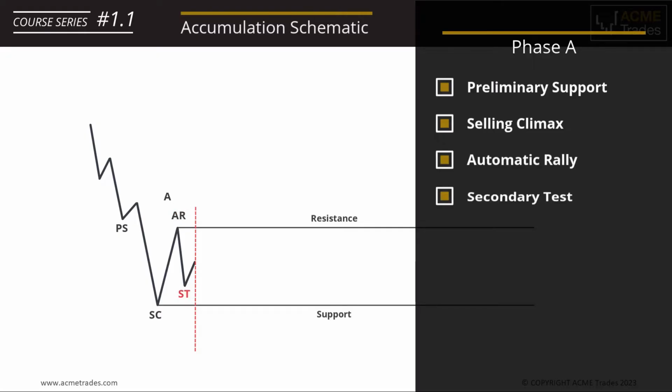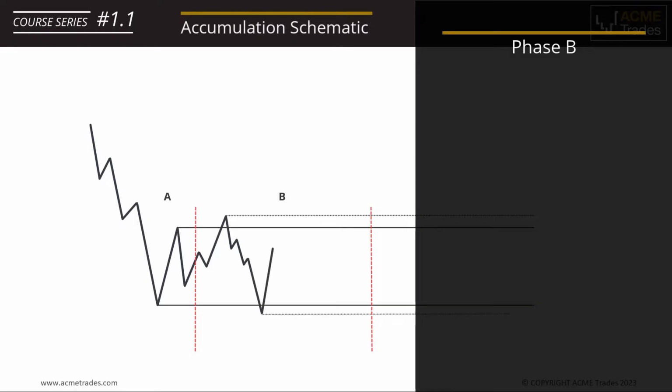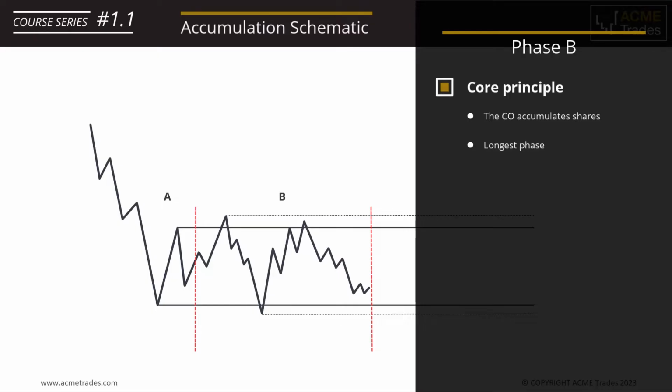And now to phase B within accumulation. Once again, in its simplest terms, the core principle behind phase B is for the CO to acquire stock as cheap as possible. This is where the CO, the smart money, are accumulating shares for what they deem to be cheap, to be of good value. And this phase is the longest, as it can take years in some cases to build a large enough inventory ready for markup. And within phase B here, there will be further secondary tests, some upthrust type actions.